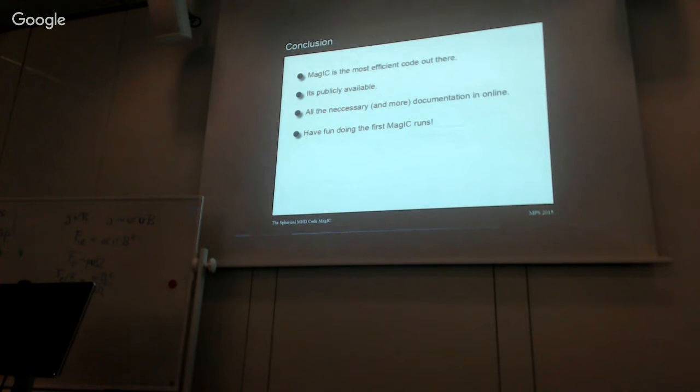Okay, and that brings me to the end of my talk. So just a conclusion: MagIC at the moment I think is the most efficient code out there, at least if you use less than say 2,000 cores or so. It's publicly available on GitHub, and it has a nice documentation, and I think you should be able to do your first runs. And now you are basically our test person. You will test whether the documentation we have online is good enough to make you run the code. And with this, I hand over to Ankit and Tamal, because they are supposed to run this first hands-on session.